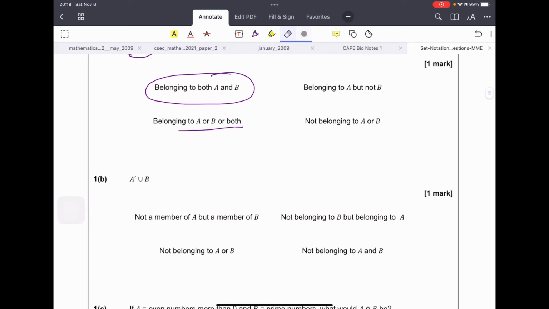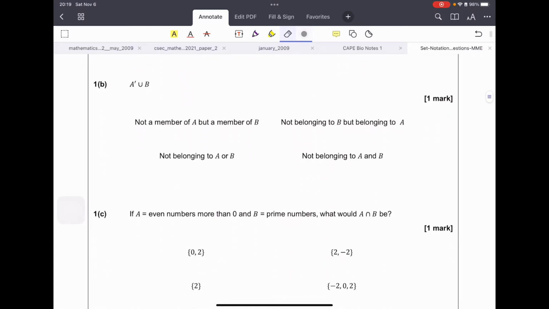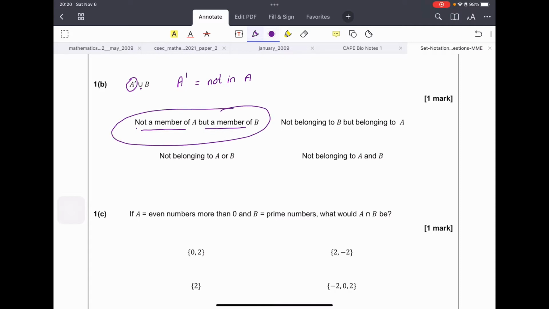Okay? So let's take a look at part B. This A with the apostrophe, if you remember, is A prime. A prime simply means everything that is not in A. And this symbol here is union. And then we have B. So A prime union B means everything that is in B and everything that is not in A. So not a member of A, right? But a member of B. That is correct. A prime union B.